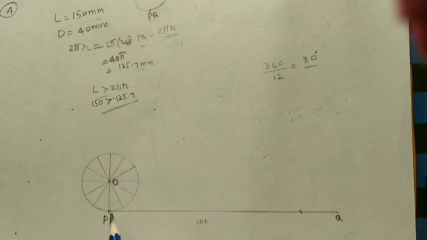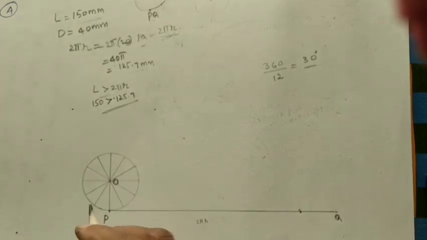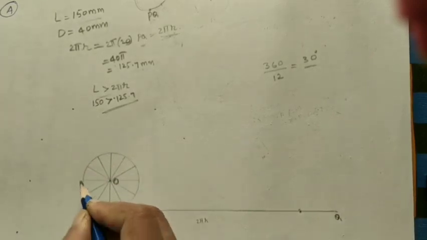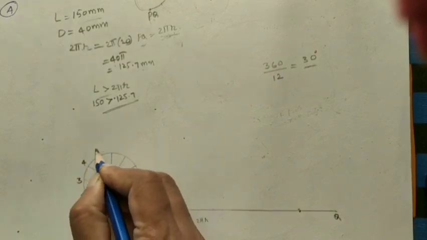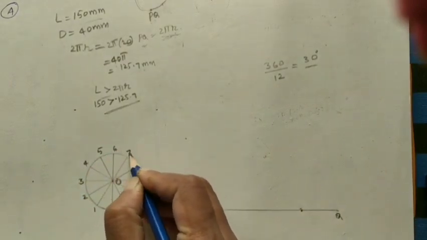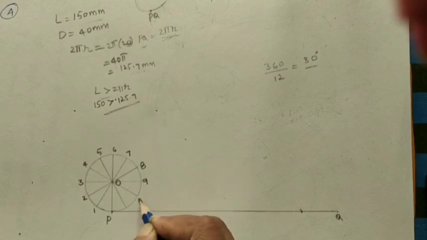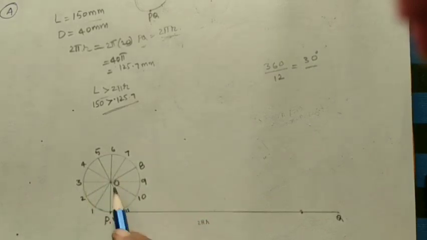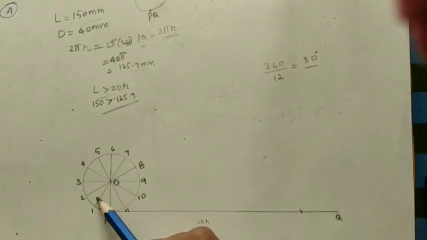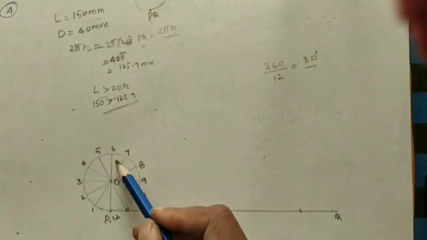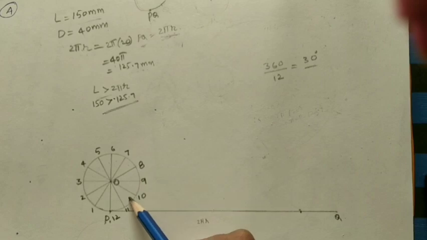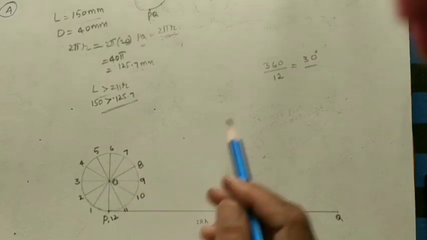For this, give the names. Here I am giving 1, this is 2, 3, 4, 5, 6, 7, 8, 9, 10, 11. This is the 12th one. So how many parts did we make? 12 parts. First part, second, third, fourth, fifth, sixth, seventh, eighth, ninth, 10th, 11th, 12th. Equally we have divided the circle into 12 parts.